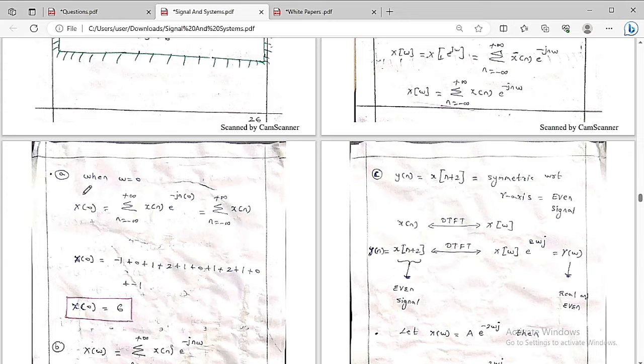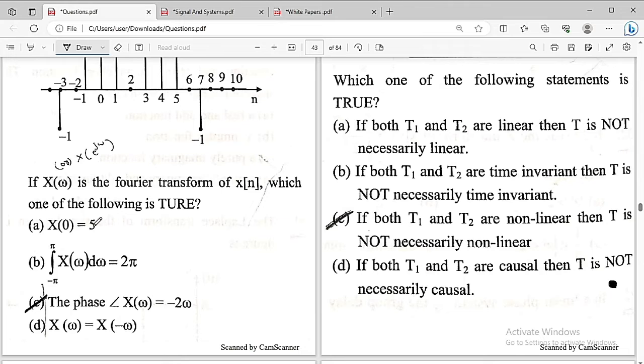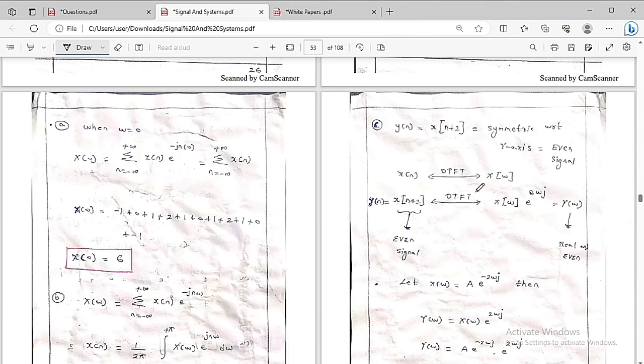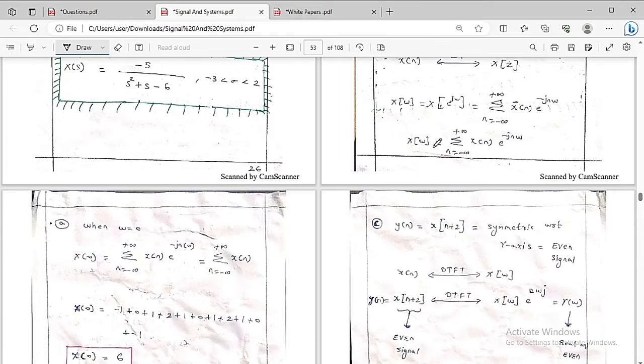So now we will see the first case. For the first case that we are going to solve, what is the first option here? The option they have given is X of 0 is equal to 5. They have given it, meaning in place of omega they have kept 0. So now we will see whether it is true or not. We will solve. In the place of omega I am going to substitute 0, and I will see what I am going to get.